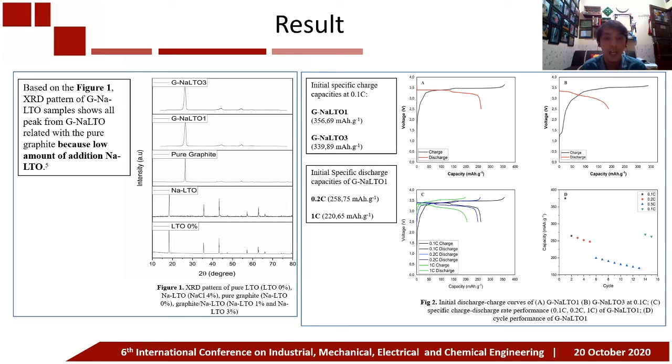To determine the effect of adding sodium lithium titanate oxide to prevent dendritic formation, we charged and discharged again at a rate of 1 C, which indicates that the initial specific capacity of G-NaLTO1 was still at 220.65 mAh per gram. This data indicates that the addition of sodium lithium titanate oxide has the potential to improve the performance of the graphite material.